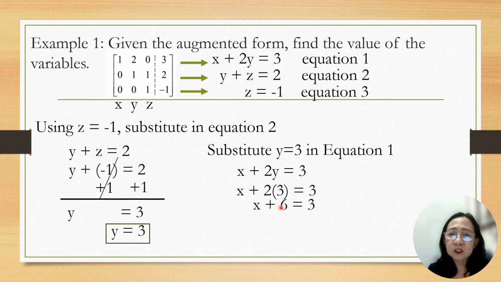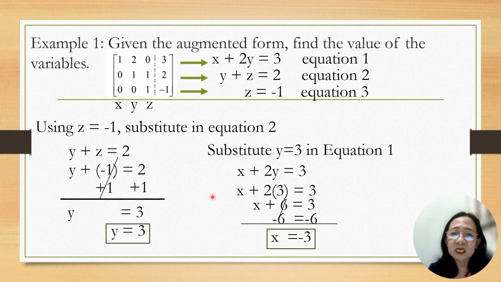Now get the opposite of +6 and add -6 on both sides, so that this is 0. And then 3 plus a -6, that is now -3. So we have x is -3, y is 3, and z is -1. So those are the solution set for our equations.